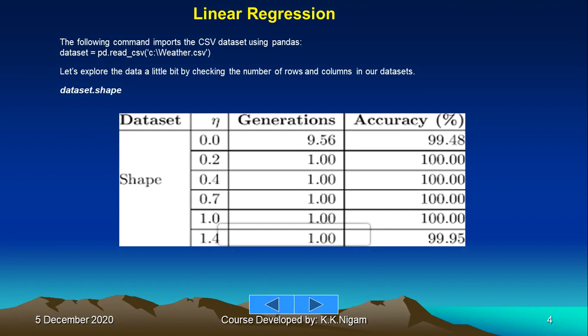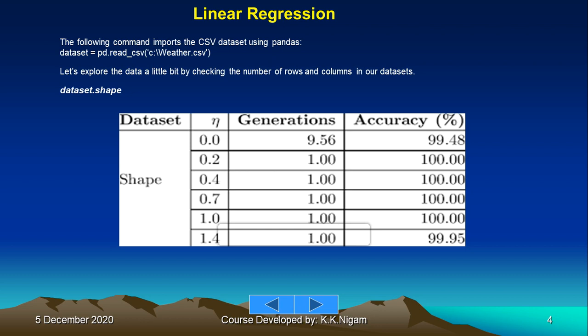Now the following command imports the data file, the data set, which is a CSV file. So dataset is equal to pd.read_csv, because it is a CSV file, and whatever location the data file is at should also be mentioned, like c:weather.csv. Then let's explore the data. It is very important, as we have seen earlier also, that we explore our data to understand it better and learn about the various attributes of the data set.